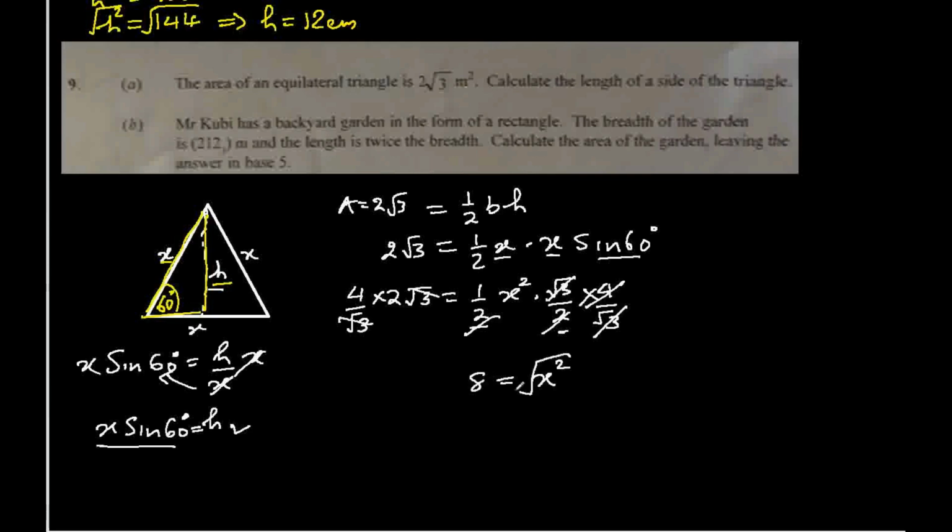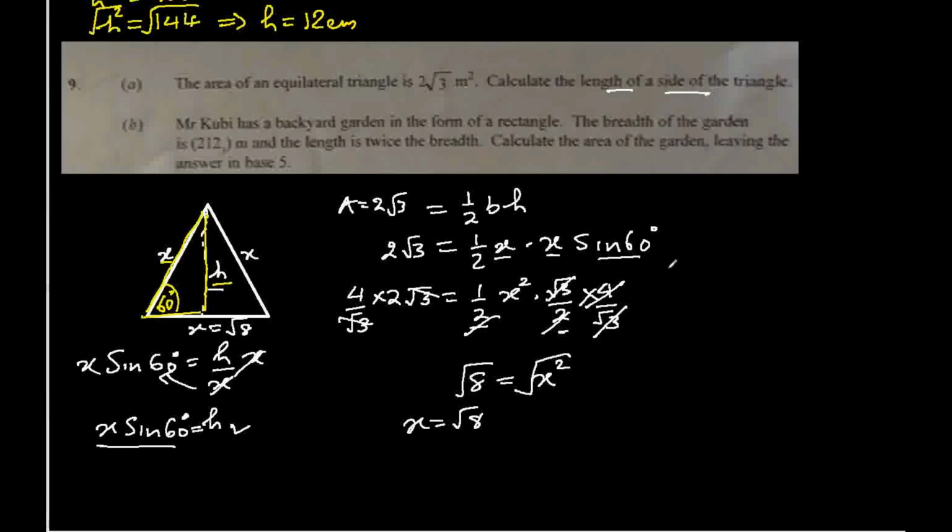And square root both sides to get x. So x is square root 8. That is the length of each side, and that was what they were asking. Length of a side, square root 8. If you want to write in decimals, that's okay, but square root 8 is good.